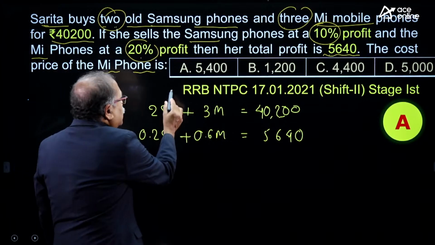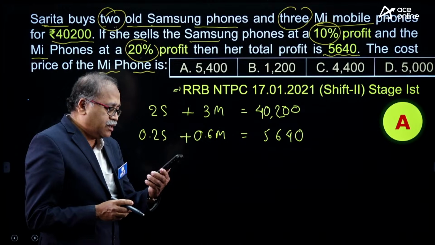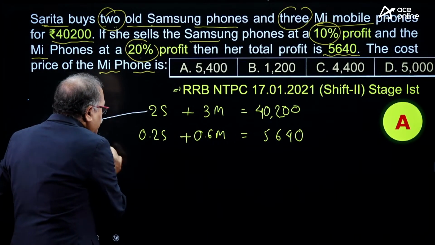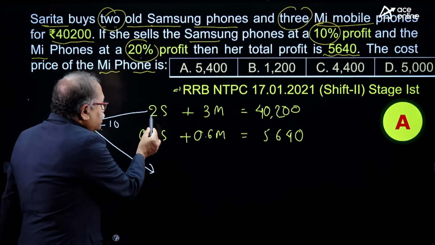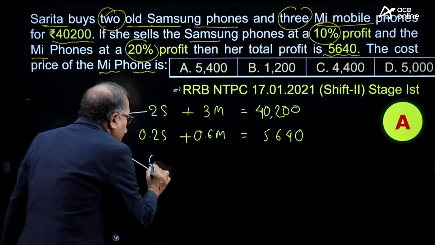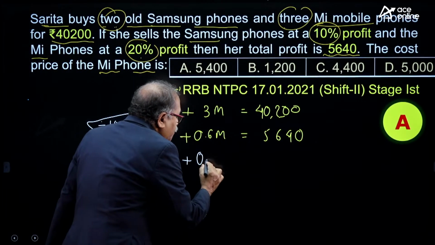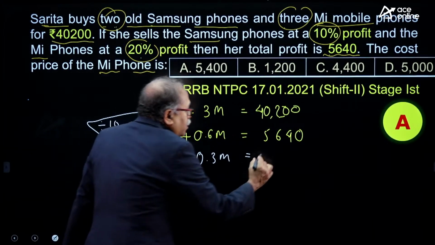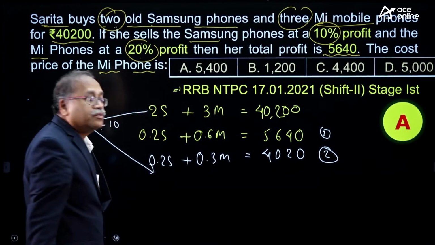And look at the beauty, this is the examination question. Look at the beauty of this. Anyone answered it? Okay, Deepak Das has said option B. So look at this one. What if I divide this by 10? If I divide this by 10, it becomes 0.2S. 0.2S is already there. So let's write down 0.2S plus 0.3M, which is equal to 4020.